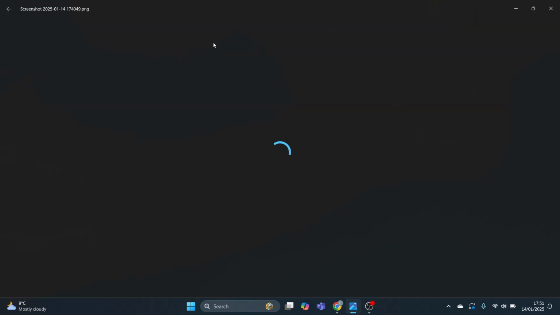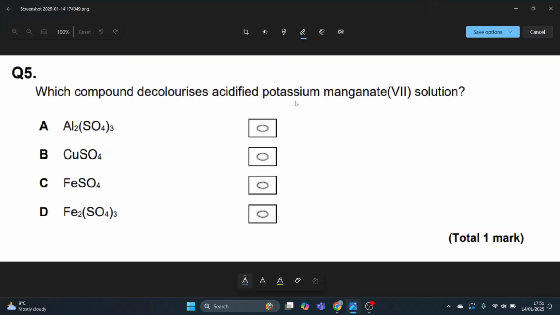Question 5. Which compound decolorizes acidified potassium manganate(VII) solution? I'm left with A, B, C and D. Now, if we look at FeSO4, the answer is going to be C because we'll look at the, that's minus 2, minus 4, minus 8. It's going to be Fe2 plus ion going to Fe3 plus ion. So that would oxidize too. So therefore, it would decolorize this.